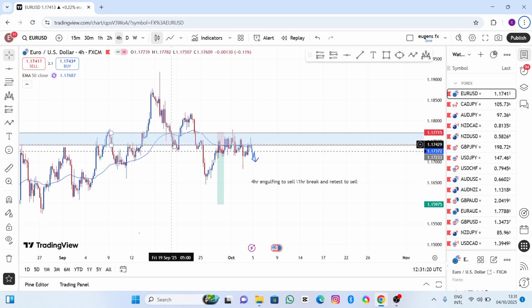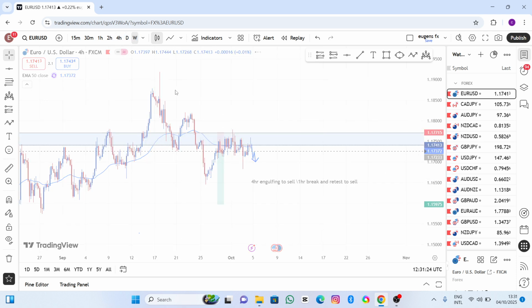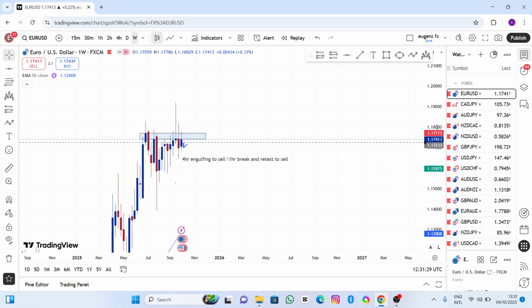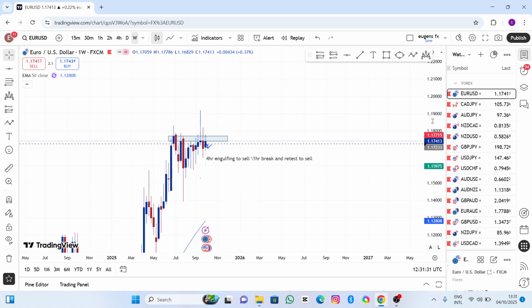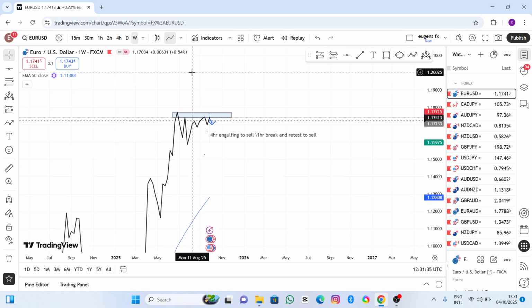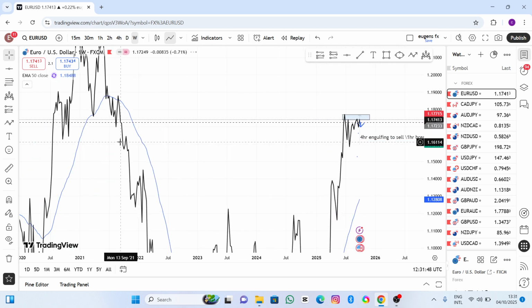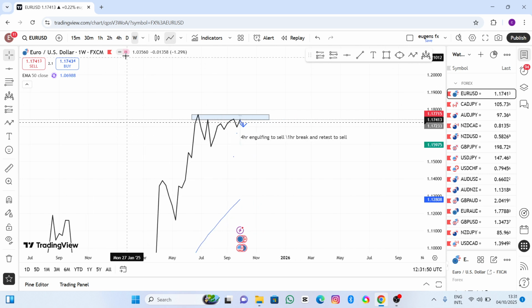So, first pair on my watch list is Euro USD. Euro USD on the weekly is at a very high place. And you can see the market, let's actually break it down. So, this is the low and this is the high. Until it breaks this low or this high, we are still technically bullish, but it makes sense to sell because this market has not broken these highs in a really long while.